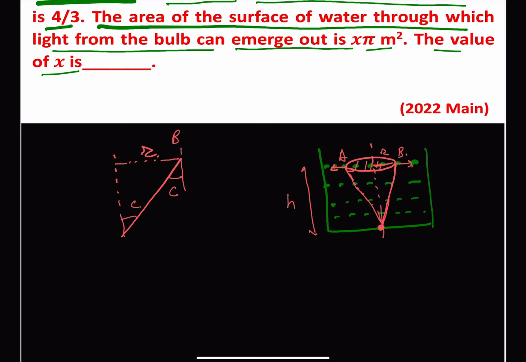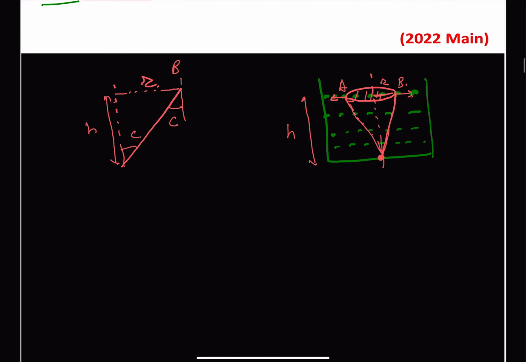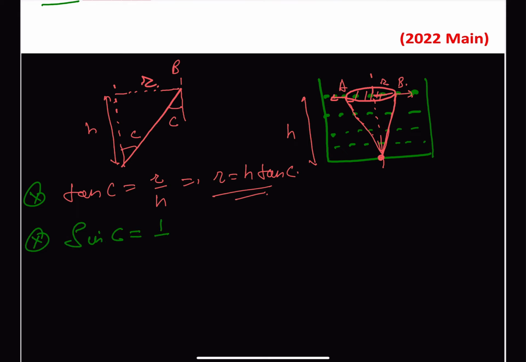So from here we can say this is height over h. So from here we can say our tangent of C will be equal to r upon h, or we can say our r is equal to h tangent of C. And for critical angle, sine of C is equal to 1 upon refractive index. The refractive index is given to us as 4 by 3, so this comes as 3 by 4.